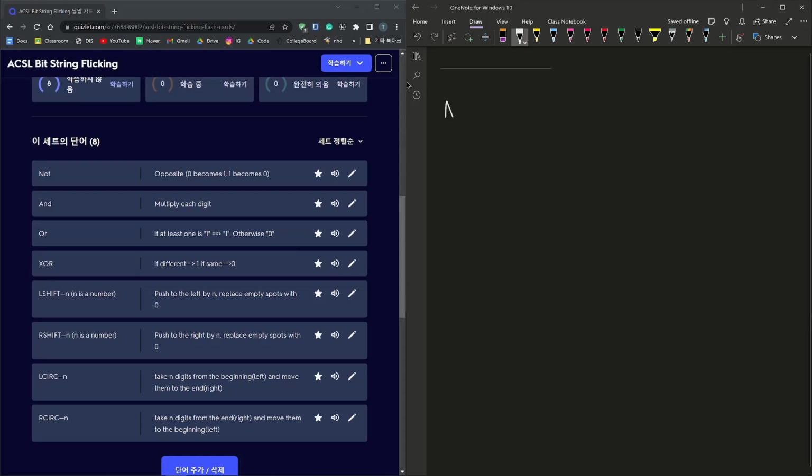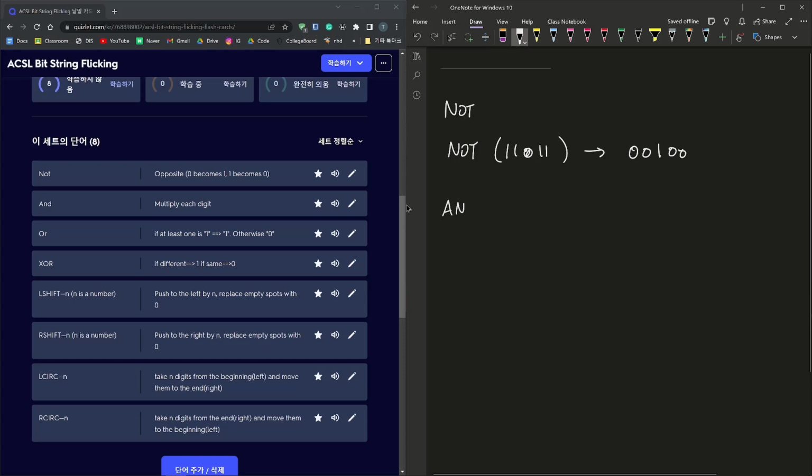First function is NOT. The ACSL is going to give you NOT in terms of NOT some kind of number. The Quizlet says opposite: 0 becomes 1, 1 becomes 0. This is one of the most straightforward functions. It's literally the definition I wrote. Let's say we have a random number 1 1 0 1 1. The answer is going to be 0 0 1 0 0 because you switch each digit. If it's a 1, it becomes 0. If it's a 0, it becomes a 1. Very easy, very straightforward. Let's move on.